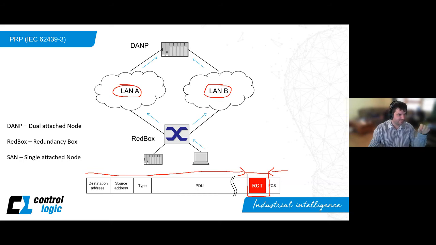With a little asterisk as always, this increases the size of the frame. So the maximum frame size in LAN A and LAN B needs to be at least 1524 bytes. Otherwise, the RCT trailer could push it bigger than the maximum frame size, and the switches may discard the data.